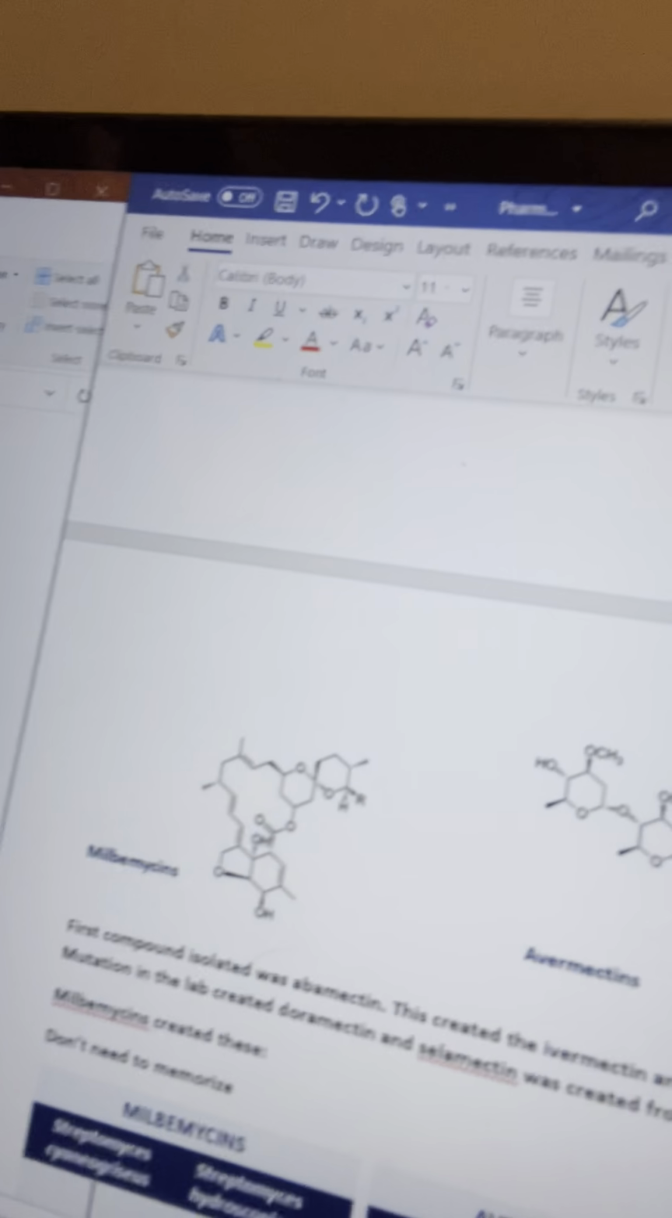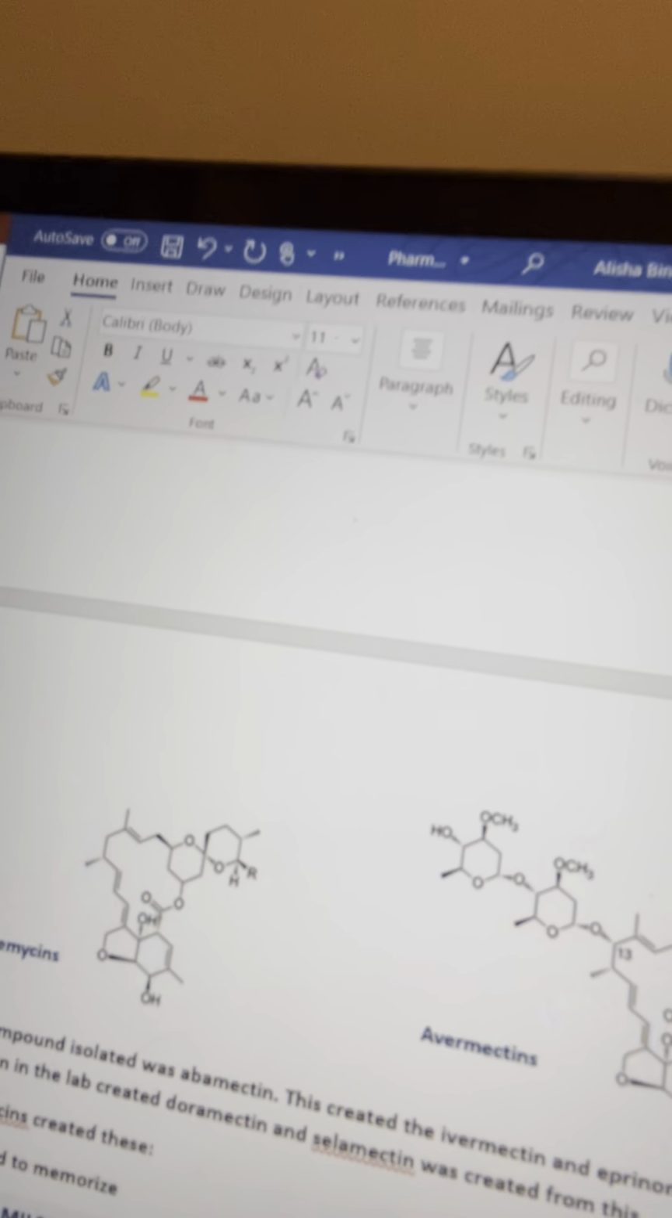And then we are going to get into macrocyclic lactones. They're derived from products made by soil fungus. They're also called endectocides, so against internal and external parasites. There are two families: the milbemycins and the avermectins. They overlap chemically, so they share the same mode of action. The first compound isolated was avermectin. This created ivermectin and eprinomectin. Mutation in the lab also created doramectin, and selamectin was created.